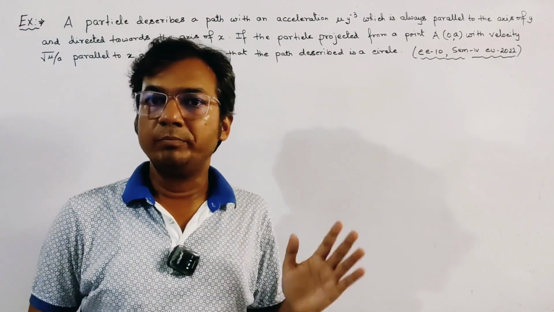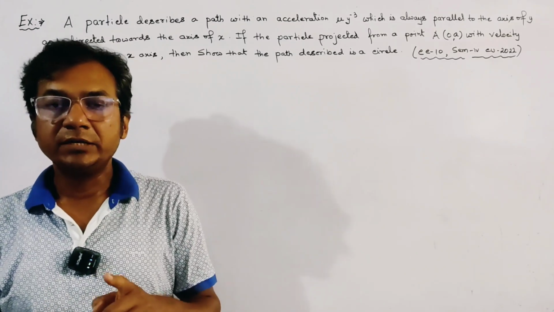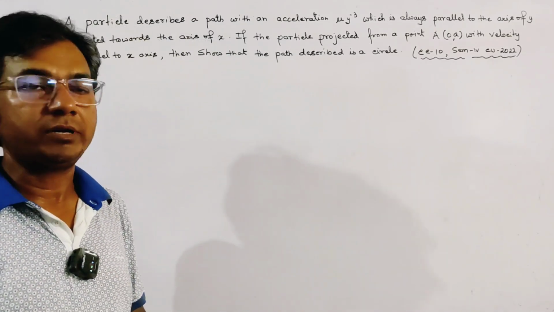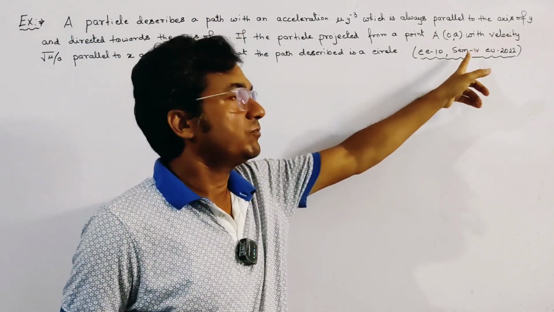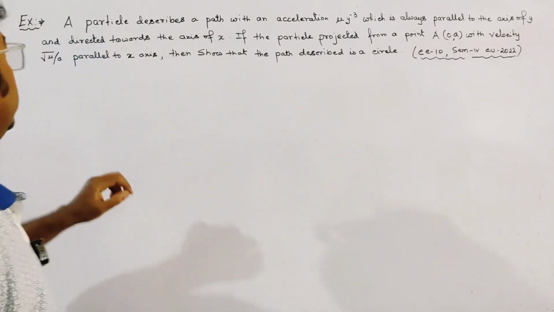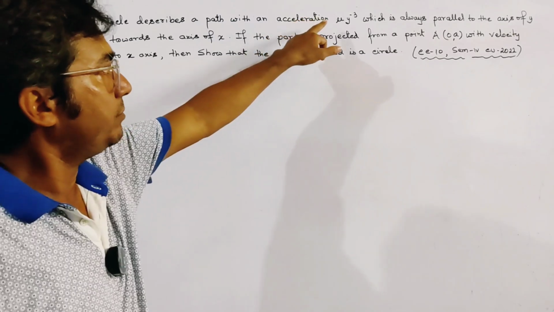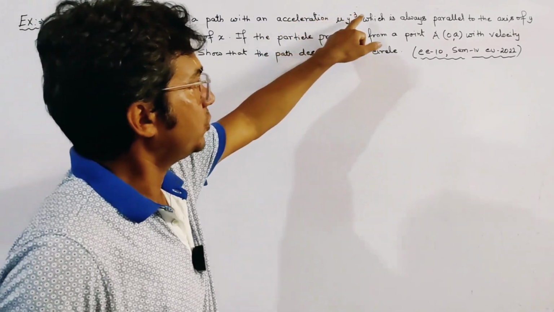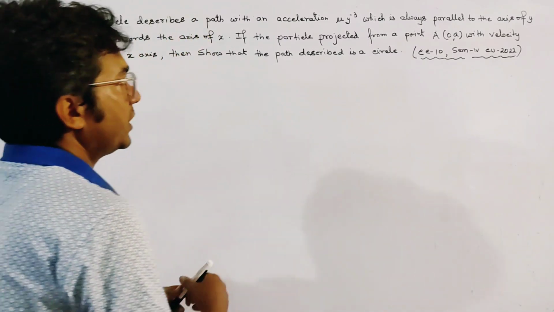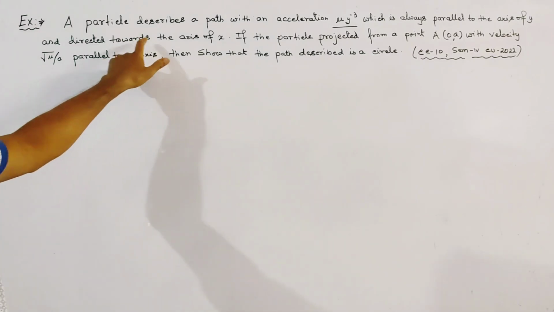This problem is from two-dimensional motion of particle dynamics in Cartesian coordinates, and it is from Calcutta University paper 2022, semester 4, CC10. The problem is: a particle describes a path with an acceleration mu into y to the power minus 3, which is always parallel to the axis of y. The force is parallel to the axis of y and directed towards the axis of x.